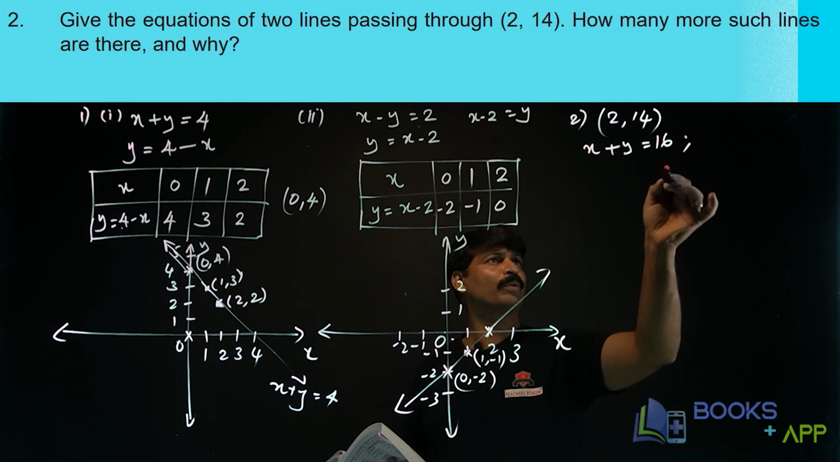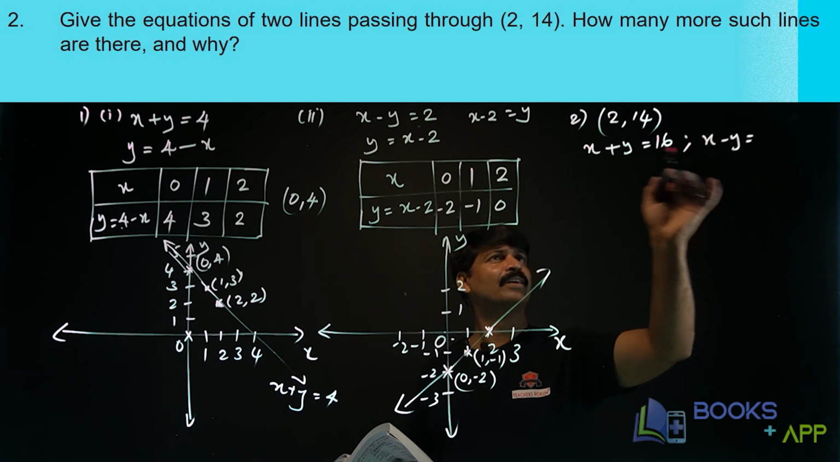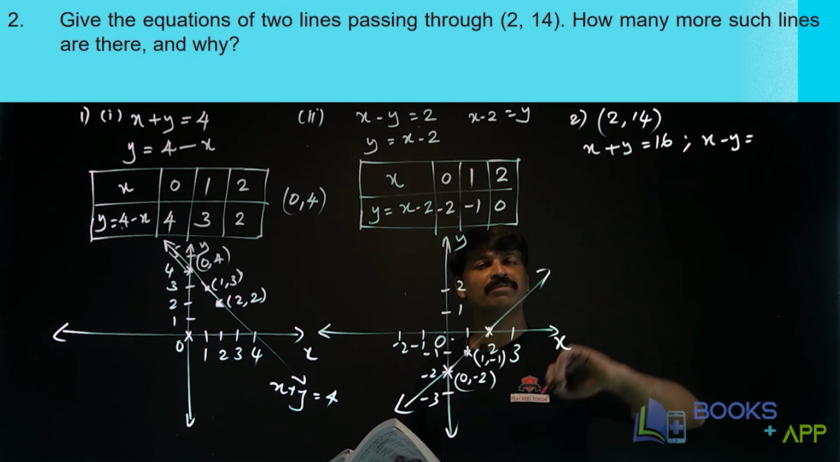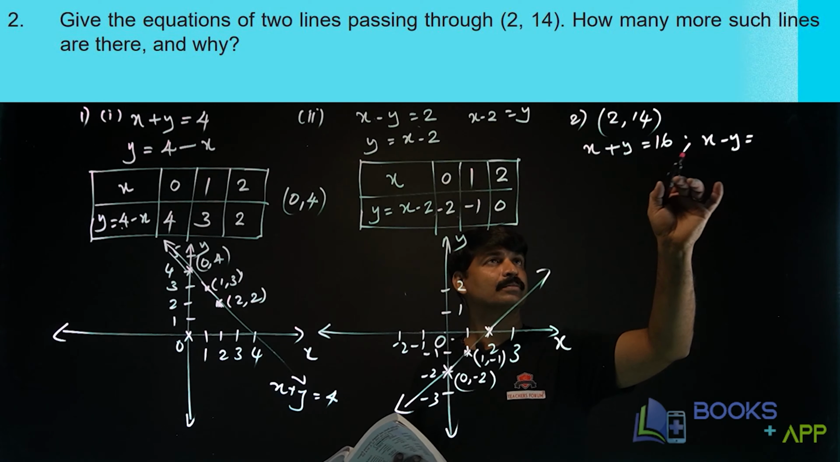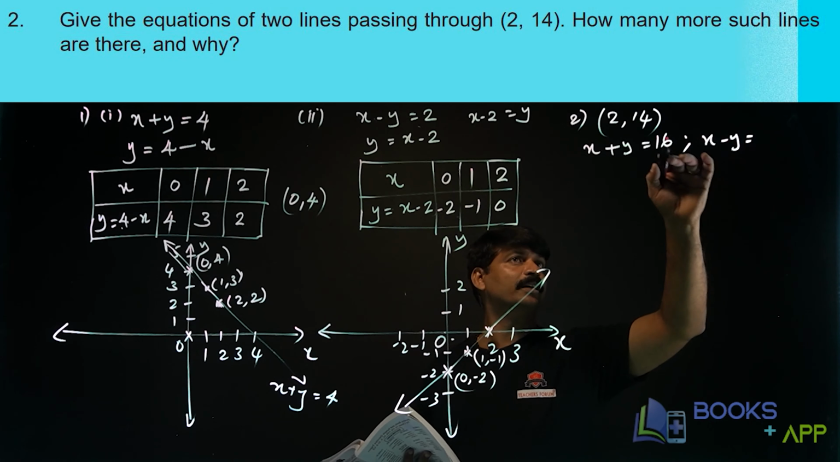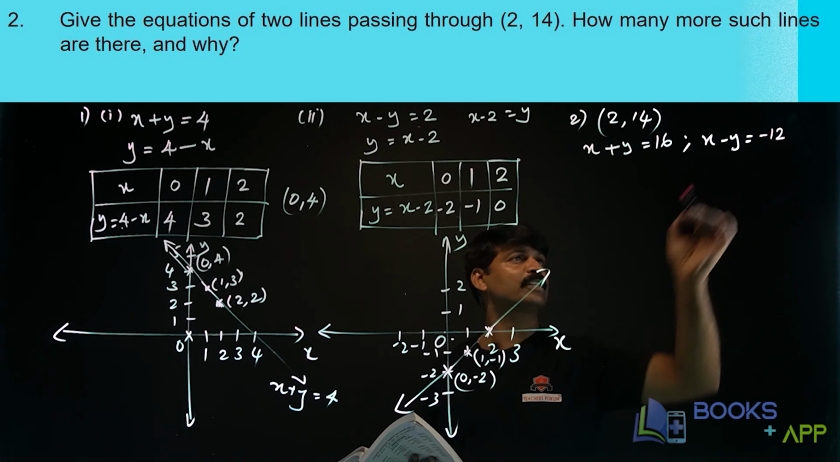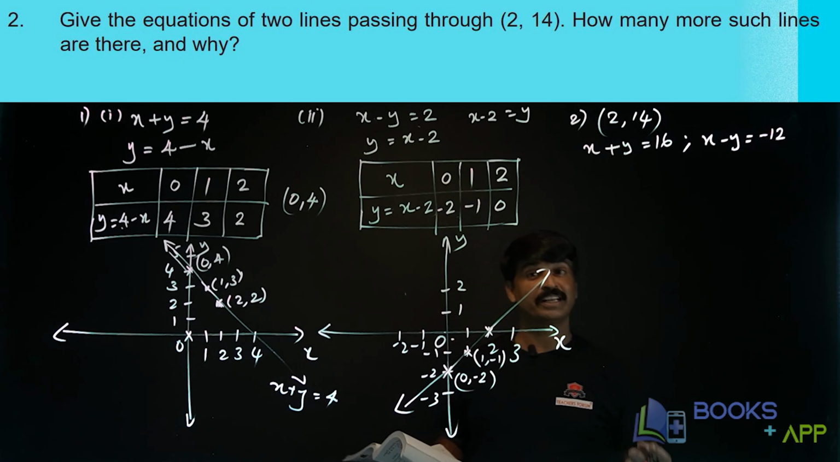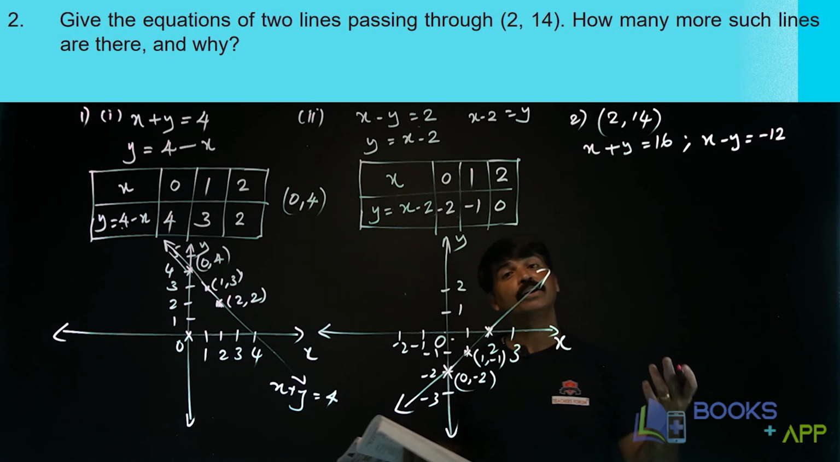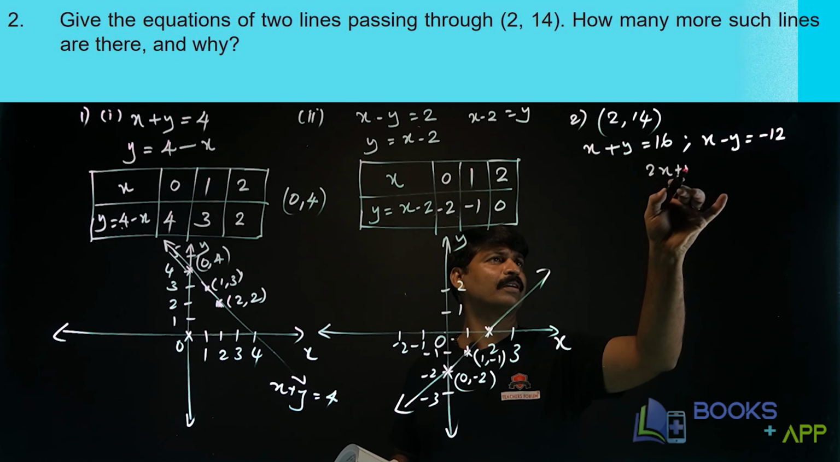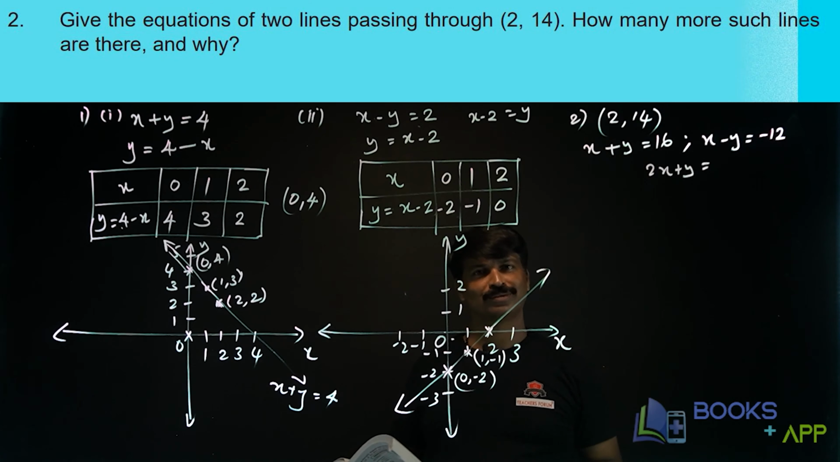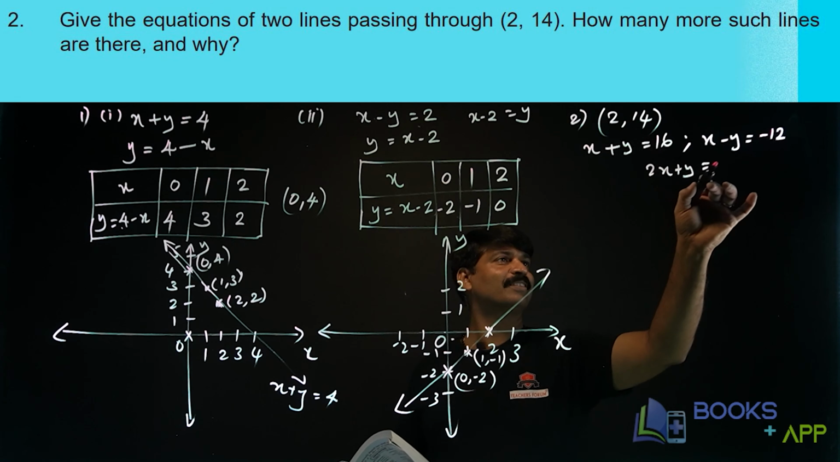Now can you tell me another one? What is x minus y? x minus y, 2 minus 14, that is minus 12. So x minus y is minus 12. That is another equation, and you can make many equations. Suppose let us see what is 2x plus y. 2 into 2, 4. 4 plus 14, yes, 18.